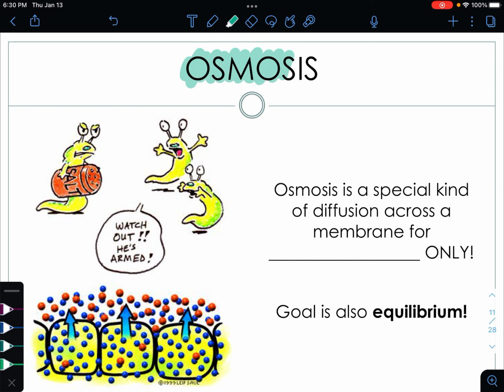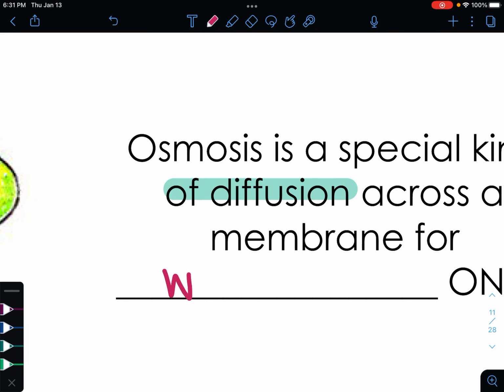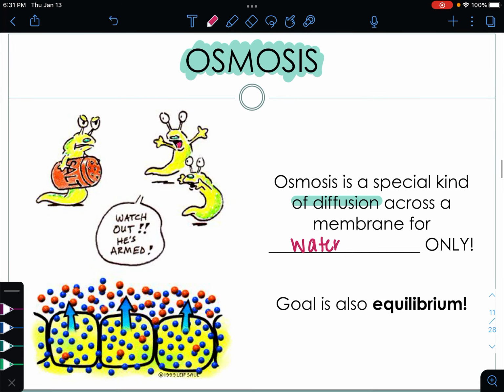Osmosis. So osmosis, guys, is a kind of diffusion, but osmosis only refers to water. It has the same goal as diffusion, which is to reach equilibrium. So we want equal concentrations of water on both sides of the membrane when we're talking about osmosis.